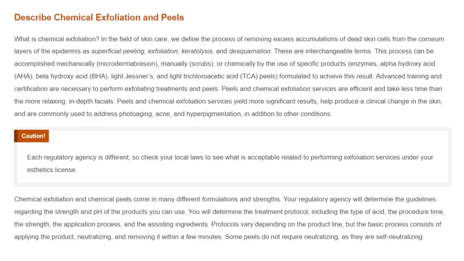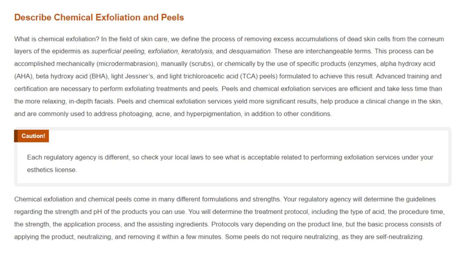Describe chemical exfoliation and peels. What is chemical exfoliation? In the field of skincare, we define the process of removing excess accumulations of dead skin cells from the corneum layers of the epidermis as superficial peeling, exfoliation, keratolysis, and desquamation. These are interchangeable terms.